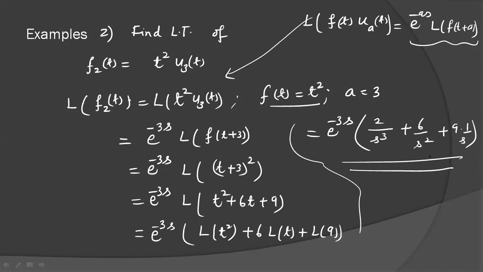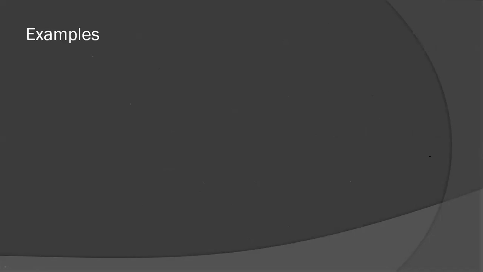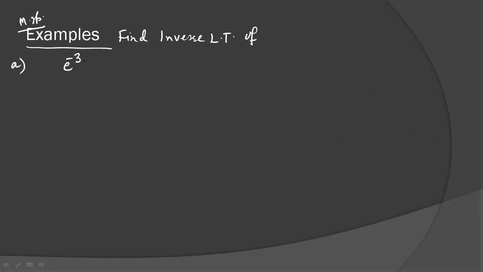But the second shifting theorem is basically used for the inverse Laplace transformation. So let's see the most important examples I am going to discuss here. Find the inverse Laplace transform of e to the power minus 3s over s plus 2.